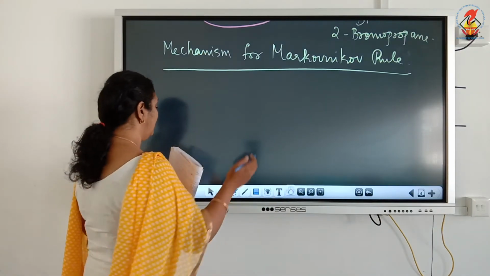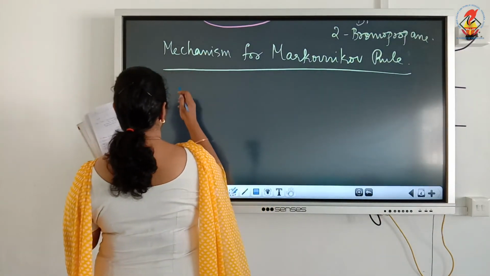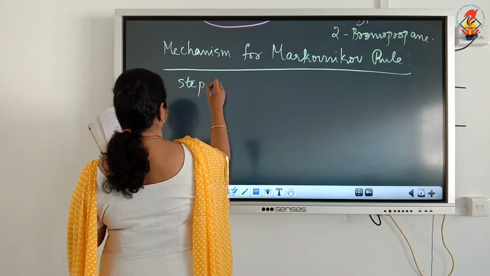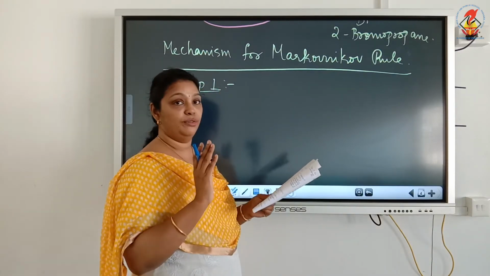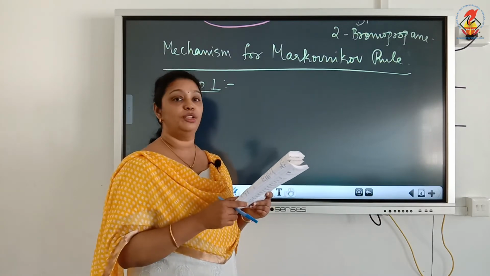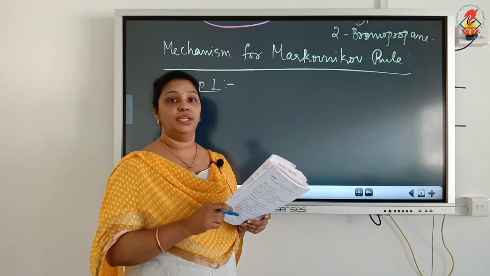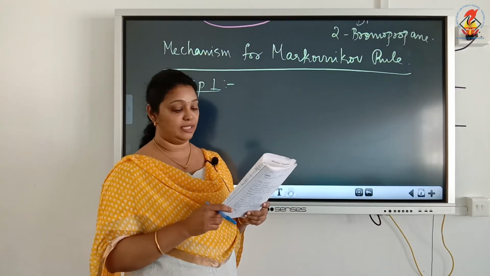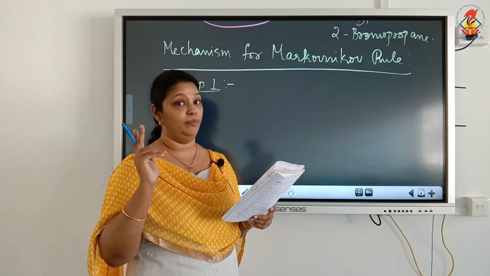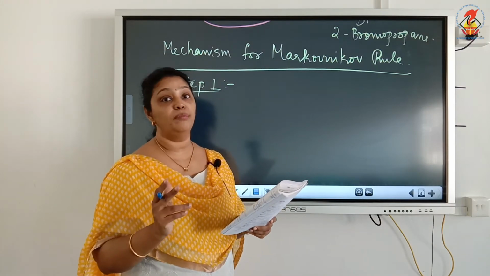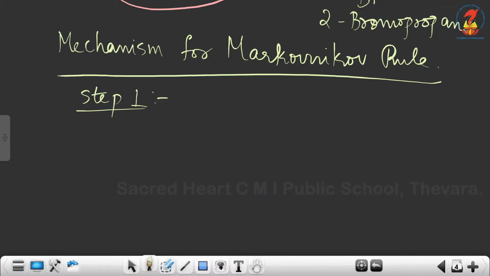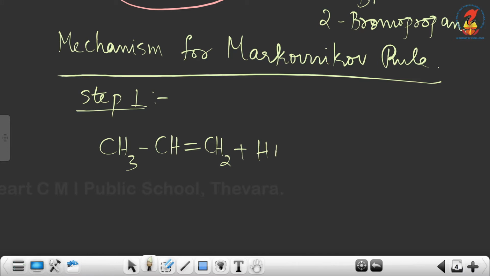So let's write the example for step 1. So step 1, the explanation also has to be studied. That is, the electrophile H+ is added to the double bonded carbon atom to give primary and secondary carbocation. The secondary carbocation, being more stable than primary, will predominate as it is formed at a faster rate. Now I am going to write that equation: CH3CH double bond CH2 plus HBr.